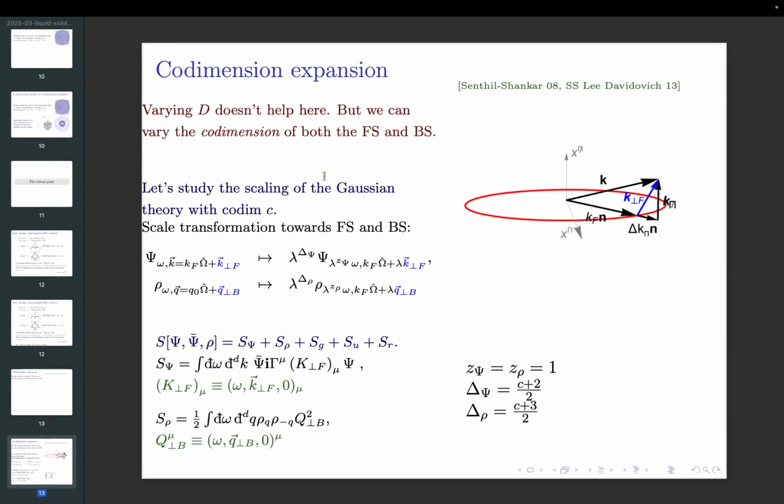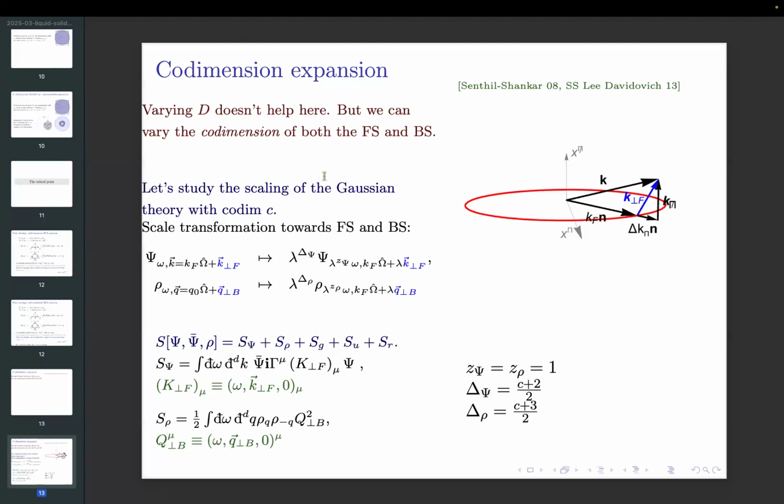So the picture of both the Fermi surface and the Bose surface is something like this. There's a vector perpendicular to the critical surface, which has C components. Let's think about the scale transformation. The analog of the Gaussian theory in 4 dimensions in the Wilson-Fisher problem will again be a Gaussian theory, and the scale invariance of that Gaussian theory acts in this way. Only the component of the momentum transverse to the Fermi surface and to the Bose surface scales. That's how it's possible to have scale invariance despite the fact that there's a scale k_F and a scale q naught.